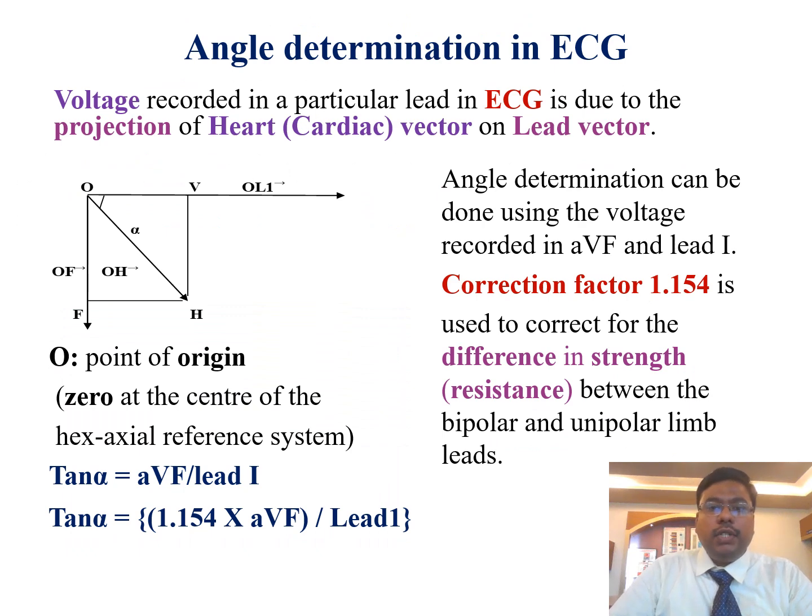Determination of angle in ECG: the voltage recorded in a particular lead in ECG is due to the projection of the heart vector on the lead vector. The angle can be determined using the voltage recorded in aVF and lead 1. So tan alpha is aVF divided by lead 1, but the correction factor 1.154 is used to correct for the difference in strength or resistance between the bipolar and unipolar limb leads. The formula is tan alpha is equal to 1.154 times aVF divided by lead 1.